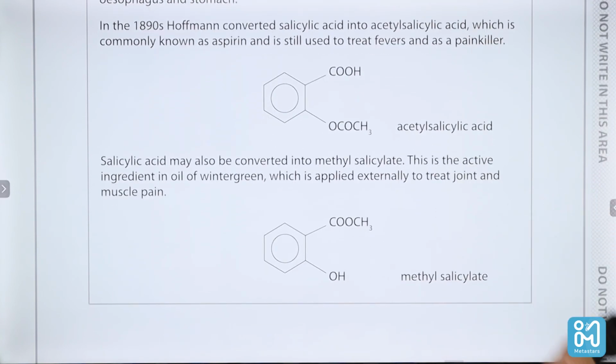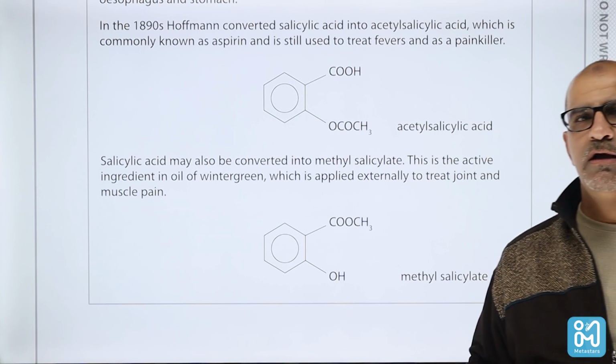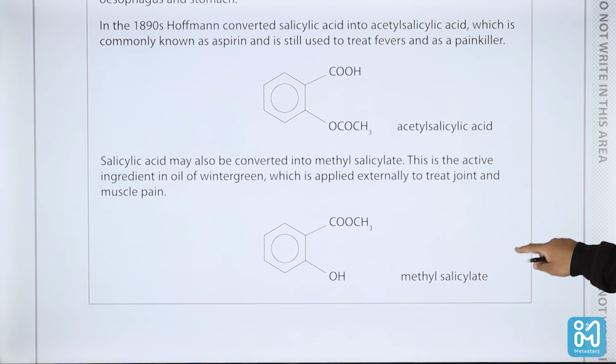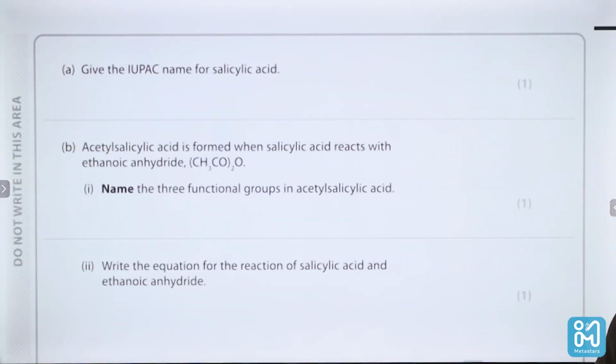Salicylic acid may also be converted into methyl salicylate, and this is the active ingredient in the oil of wintergreen, which is applied externally to treat joint and muscle pain. So all these structures are for painkiller and fever symptoms. Okay. What is needed? Give the IUPAC name for the salicylic acid.